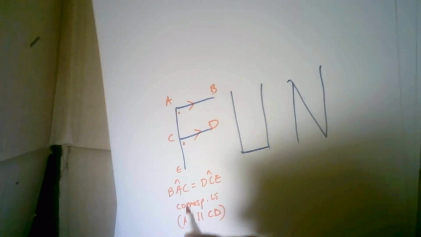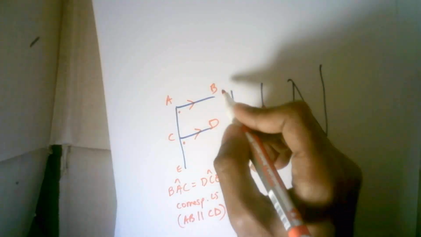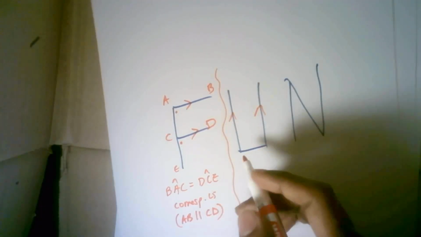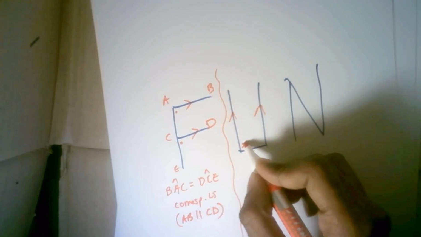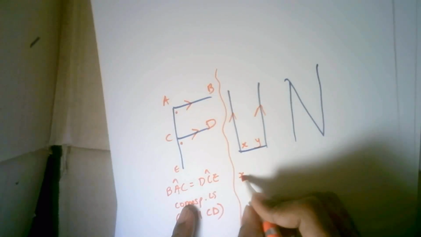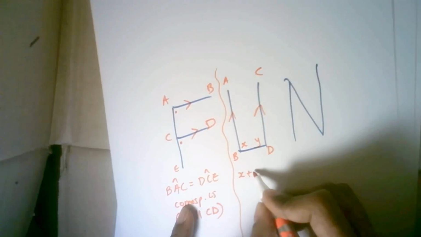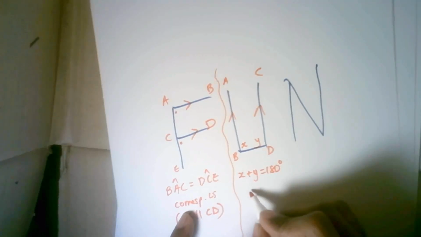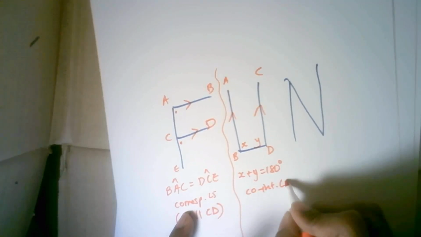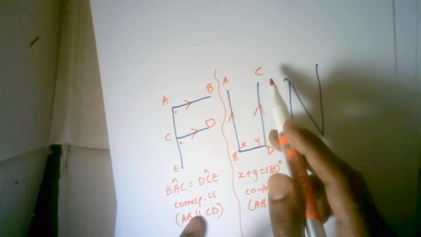Now the U shape means co-interior angles, not corresponding angles. We already looked at that, right? Co-interior angles, we have X and we have Y, for example. Now, co-interior angles are not equal to each other. When the transversal cuts parallel lines, co-interior angles are supplementary. They add up to 180 degrees, meaning that X plus Y, so let's say this is A, B, C, D, X plus Y is equal to 180 degrees, and the reason for that is co-interior angles, AB parallel to CD.